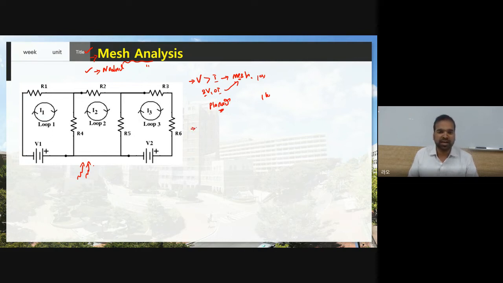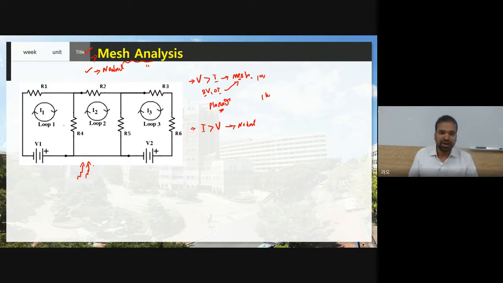Now, if any circuit has more current sources than voltage sources, then you can apply what? Nodal analysis. Okay, clear. So I told you how to apply mesh analysis, and we also solved some problems, right?